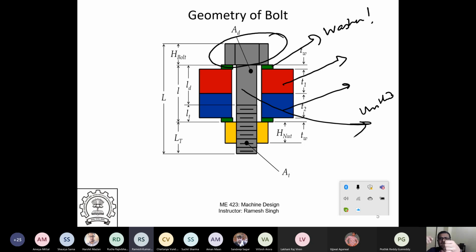The one condition is you will have a thread in the part itself and you screw it. Smaller screws, typically you do that. You tap the entire thing and then you put the screw there. So there is no bolt per se, right?